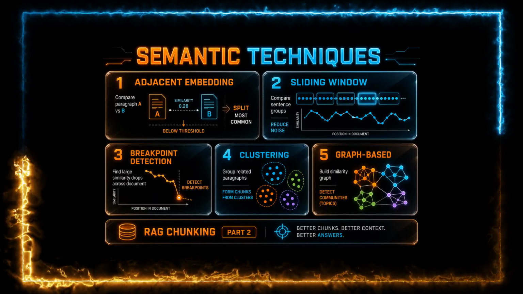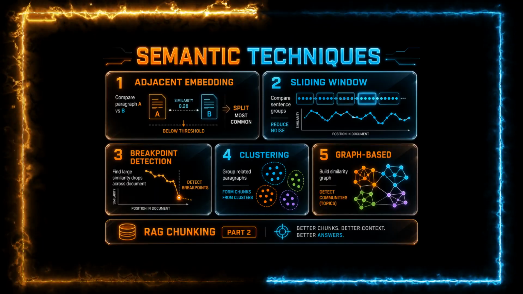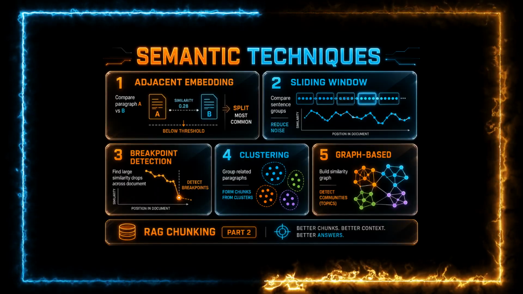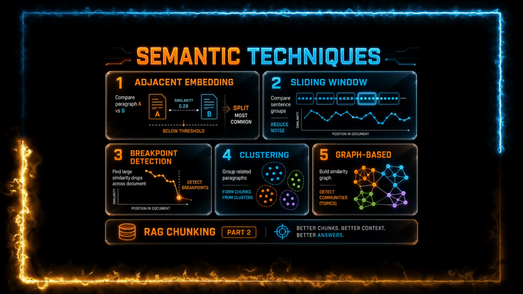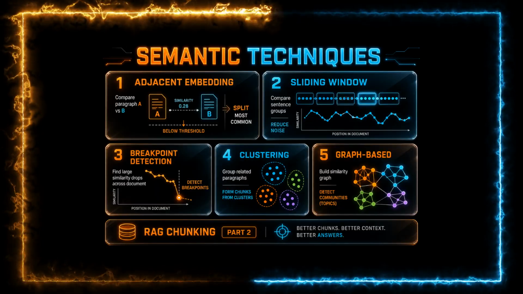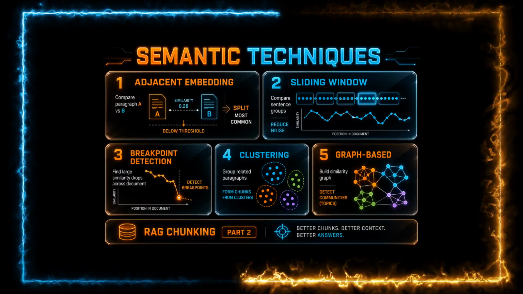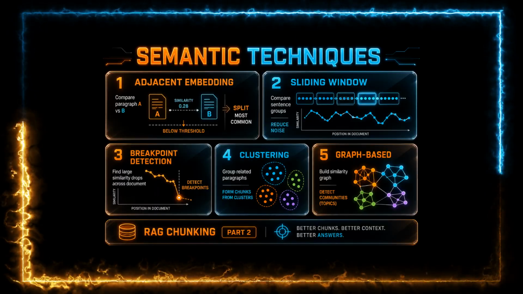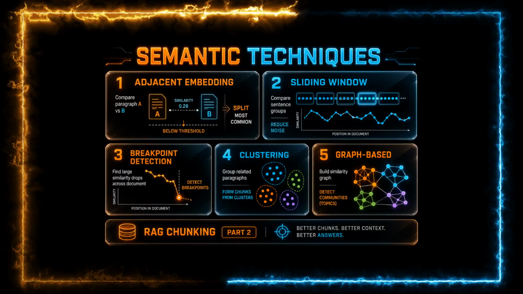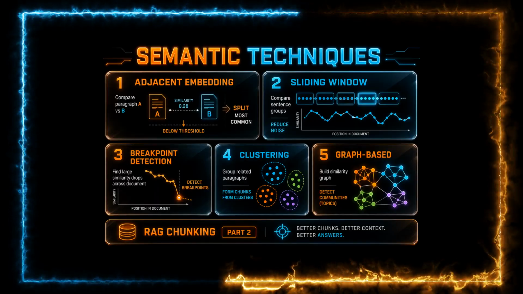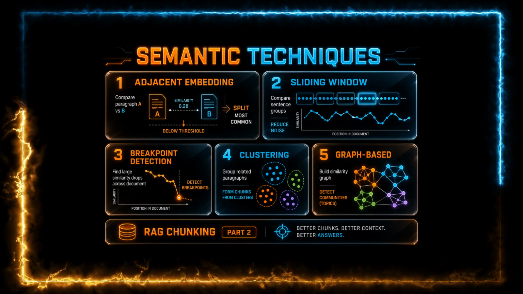Breakpoint detection. Look for large drops in semantic similarity across the document. Clustering. Group semantically related paragraphs together, then form chunks from clusters. Graph-based approaches build a similarity graph and detect communities or topics. The first method, adjacent embedding comparison with cosine similarity, is what most people mean when they say semantic chunking.